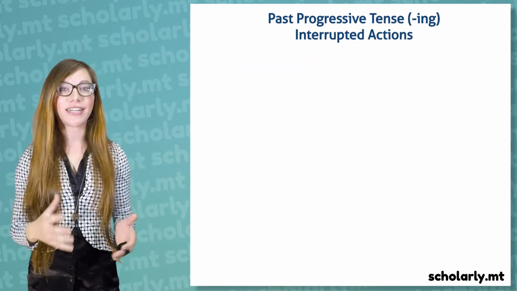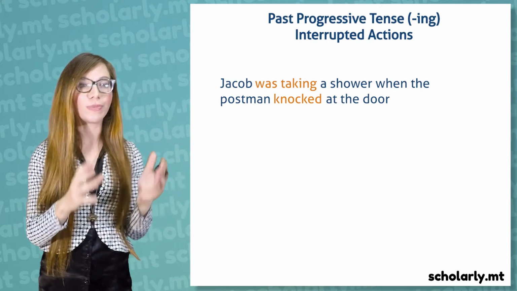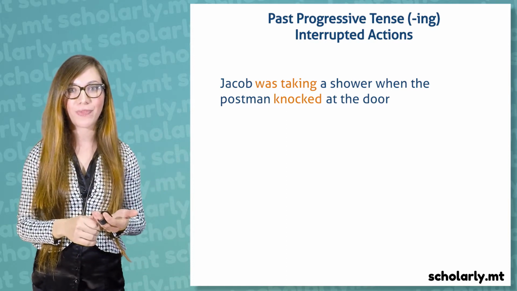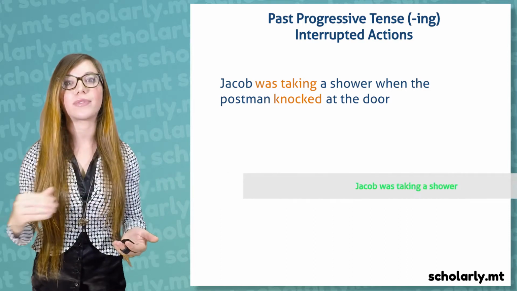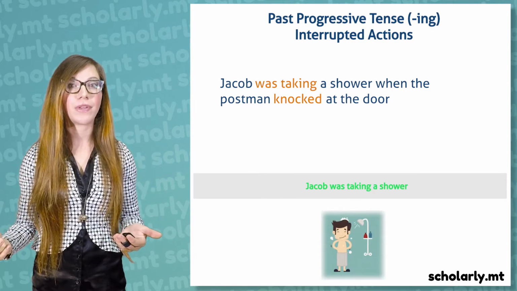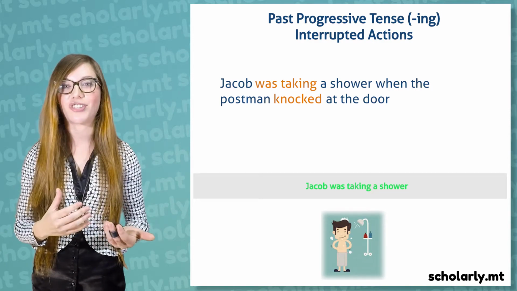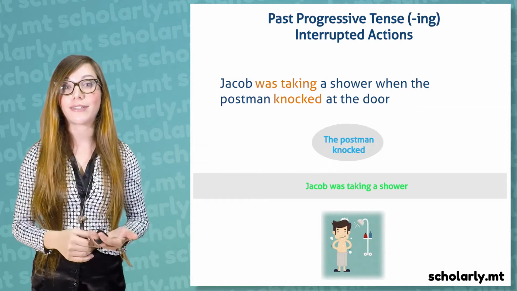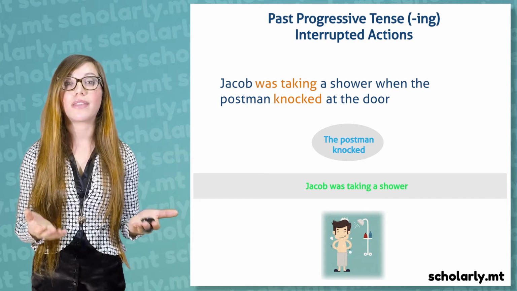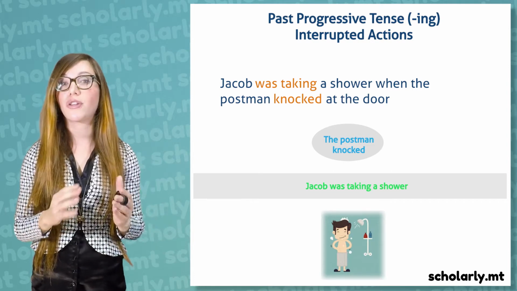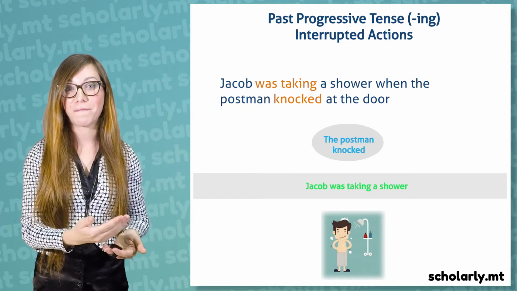Let's have a look at another example. Jacob was taking a shower when the postman knocked at the door. So the ongoing action is that Jacob was having a shower. And then something else happened that interrupted this action. The postman knocked at the door. So was Jacob ready when the postman knocked? No, he wasn't. Why? Because he was in the shower.